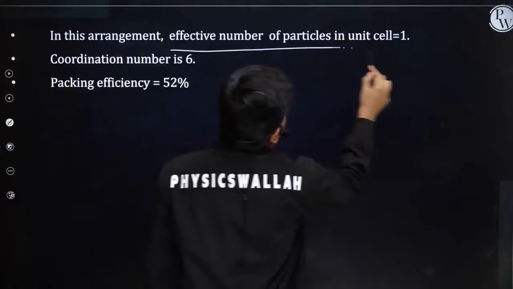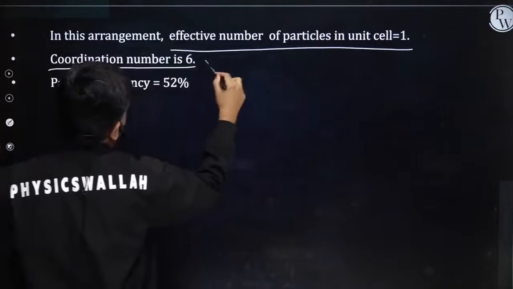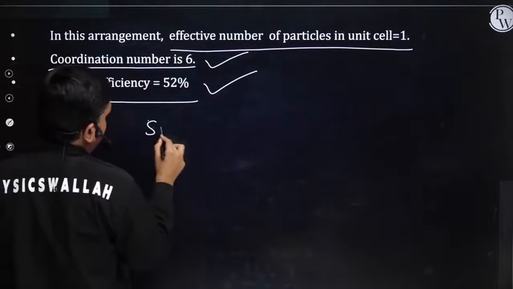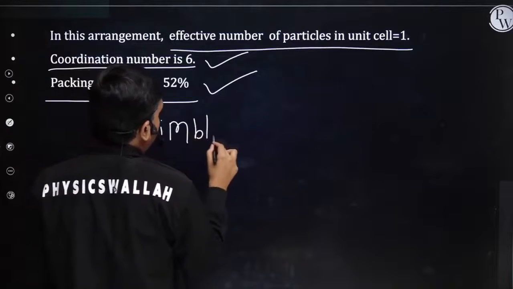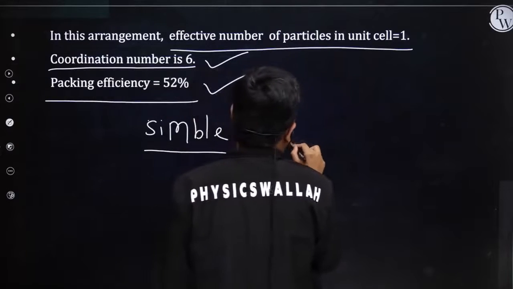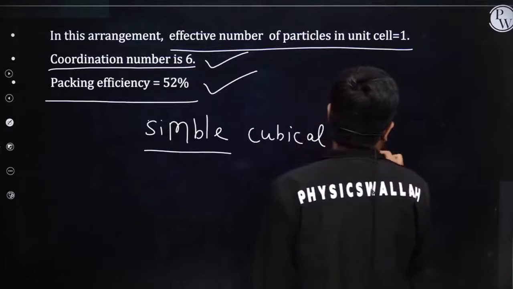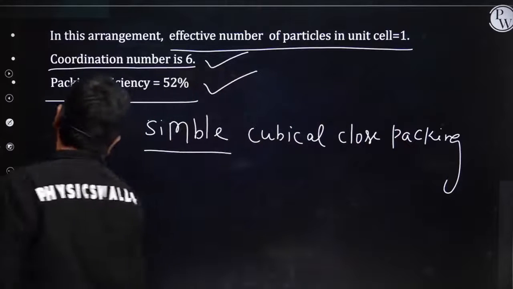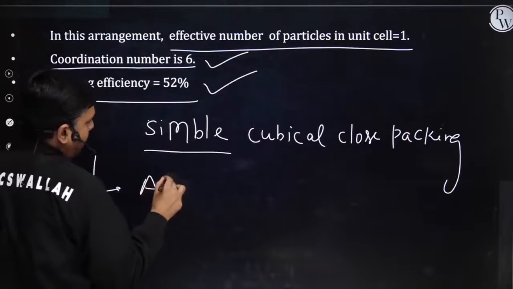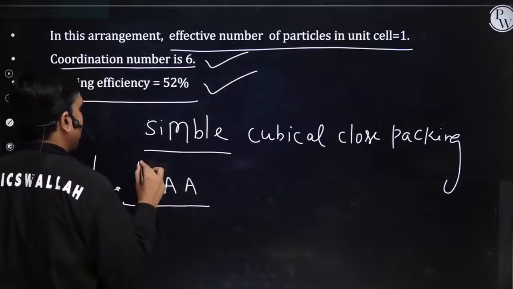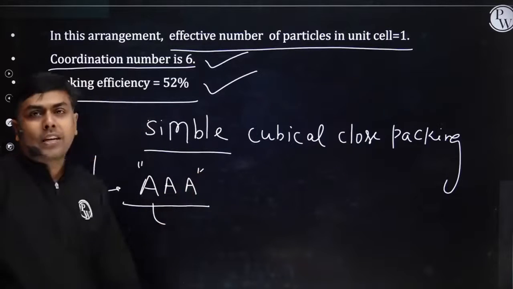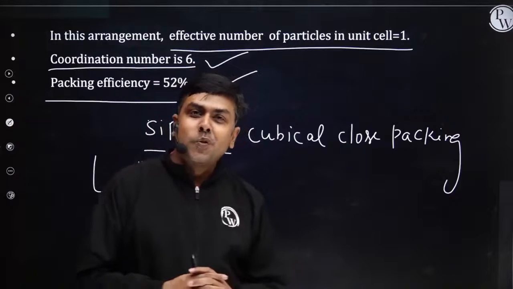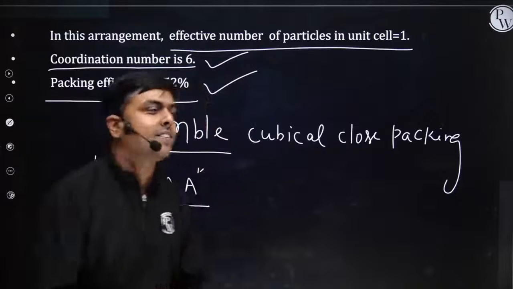Effective number of atoms in the unit cell is 1, coordination number is 6, packing efficiency is 52%. The unit cell which we get is simple cubical, and the packing is not close packing. The type of arrangement is referred to as A arrangement. This one is also really important. Most of the times questions are directly asked on these informations. So students, now let's move ahead.